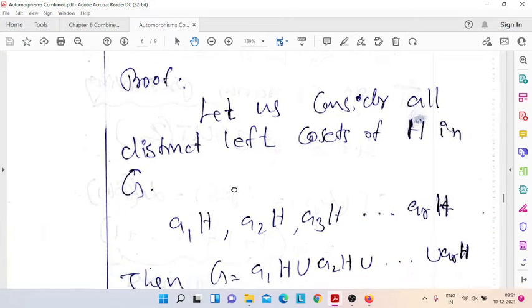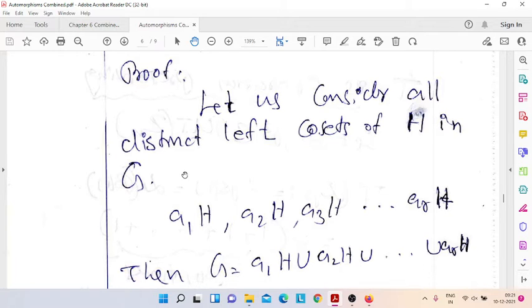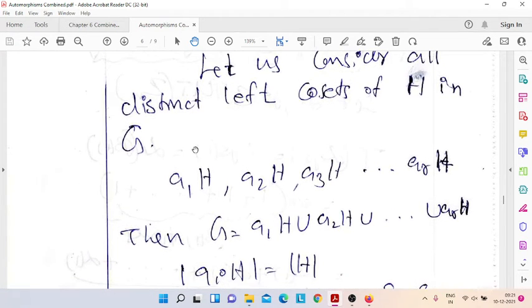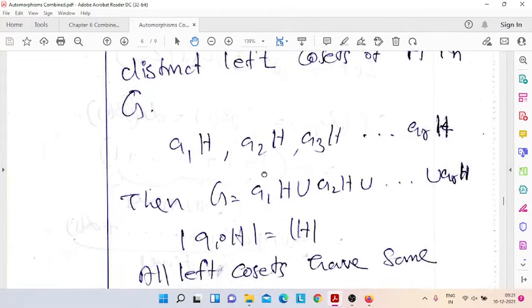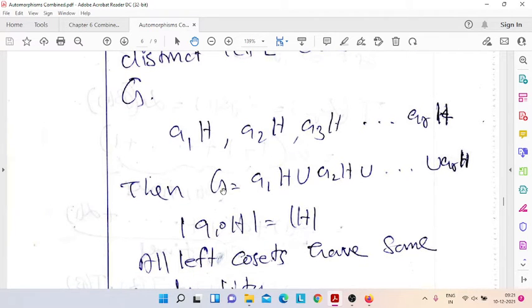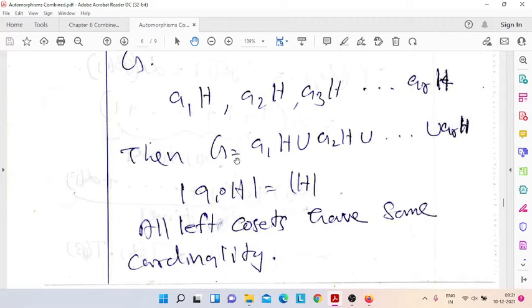How can we prove this? So let us consider all distinct left cosets of H in G. We can prove this result either by fixing the left cosets or using the right cosets. Here we consider only the left cosets, and then we write all the left cosets. Let A1H, A2H, A3H, etc. to ARH be the left cosets. Then the group G can be written as the union of all these distinct left cosets.